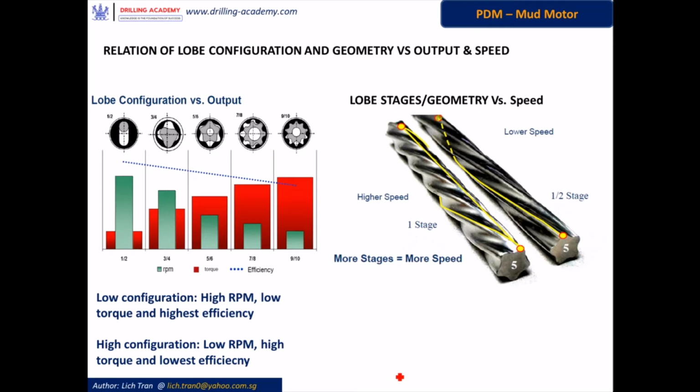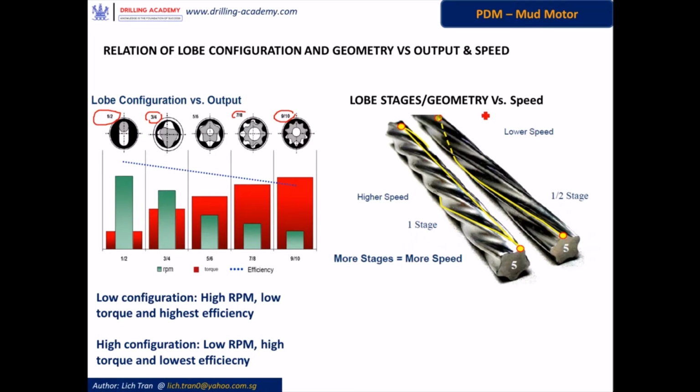First off, let's examine the relations of load configuration and geometry versus the output and the speed of a mud motor. The load configuration of a mud motor is simply put as a form of fraction, such as 1:2, 3:4, or 7:8. The lower numbers like 1:2 or 3:4 are referred to as low load configuration, while higher numbers such as 7:8 or 9:10 are referred to as high load configuration. And what do they mean? They mean that low configuration lobes will produce low torque, high RPM and the highest efficiency of the mud motor. Vice versa, the high load configuration will produce high torque. However, the RPM speed and the efficiency of the mud motor are quite low.